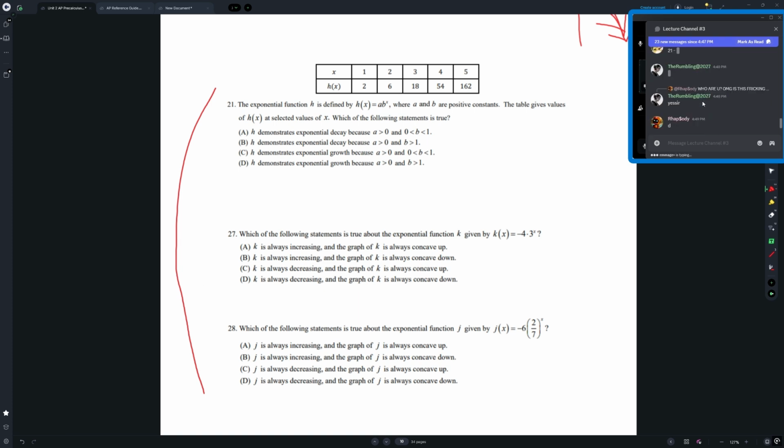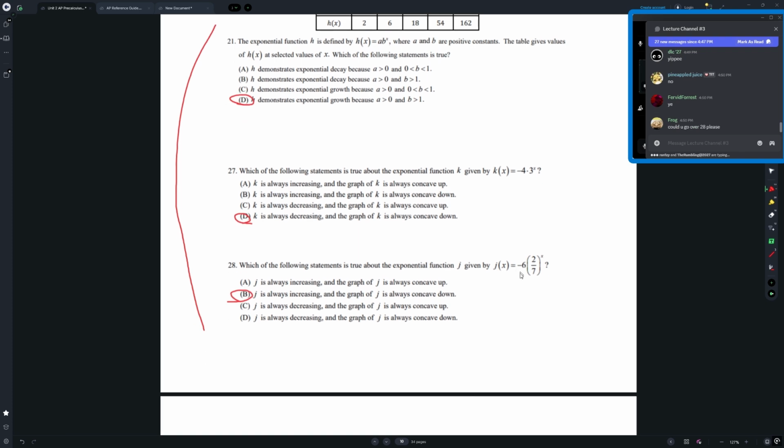Do one. So the first one is D. The 27 is also D. And 28 is B. Any questions about any of these? No? Which one do you have? Could you go with 28?